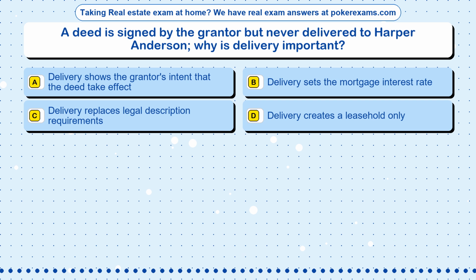Question 37. A deed is signed by the grantor but never delivered to Harper Anderson. Why is delivery important? Option A, delivery shows the grantor's intent that the deed take effect. Option B, delivery sets the mortgage interest rate. Option C, delivery replaces legal description requirements. Option D, delivery creates a leasehold only.